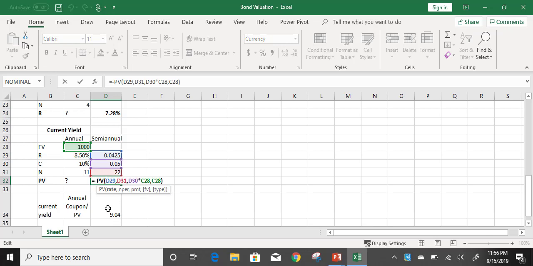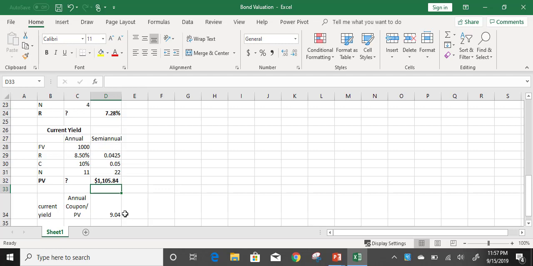calculated by this function called PV, followed by the rate, and then NPER, which is 22, PMT is coupon payment, which is coupon interest rate multiplied by the face value, followed by the face value of the bond, which resulted the present value of the bond is $1,105.84. And this is the bond selling at premium.